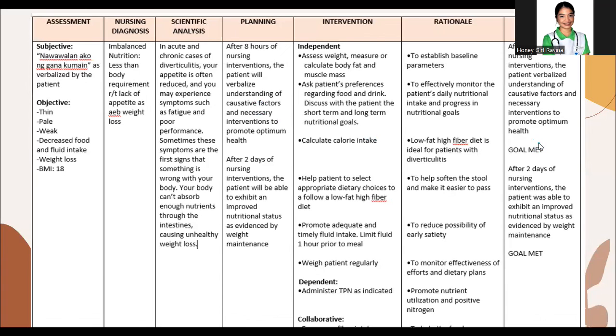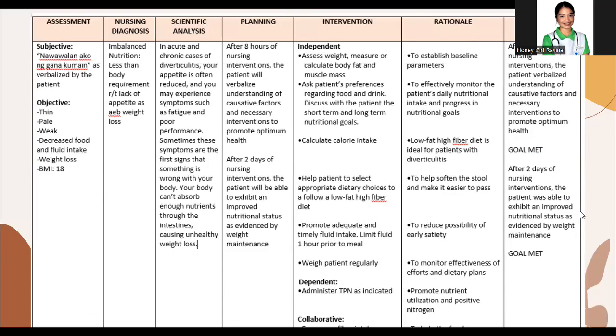Fourth is to help the patient select appropriate dietary choices to follow a low-fat, high-fiber diet, which is used to help soften the stool and make it easier to pass. Then promote adequate and timely fluid intake, limiting fluid to 1 hour prior to meals, which is used to reduce the possibility of early satiety. And lastly, we weigh the patient regularly to monitor effectiveness of efforts and dietary plans.